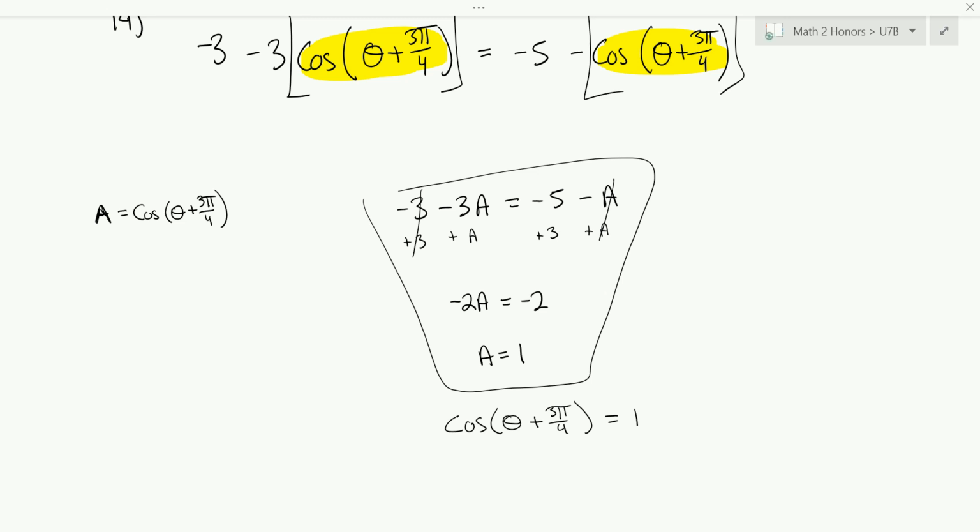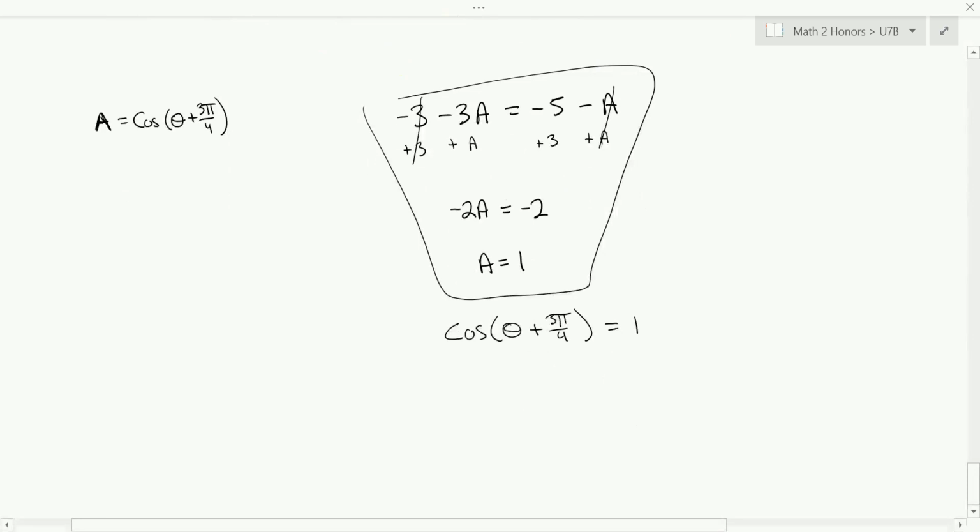But you may be distracted, like, Mr. Marsh, I'm used to just cosine of theta, not cosine of theta plus something. That may be causing an issue for you. And if it is, well, you could let b equal that piece, theta plus 3 pi over 4. And if I do that, then I get the cosine of some angle b is equal to 1. And if that looks better to you, go with that and find out what b is.